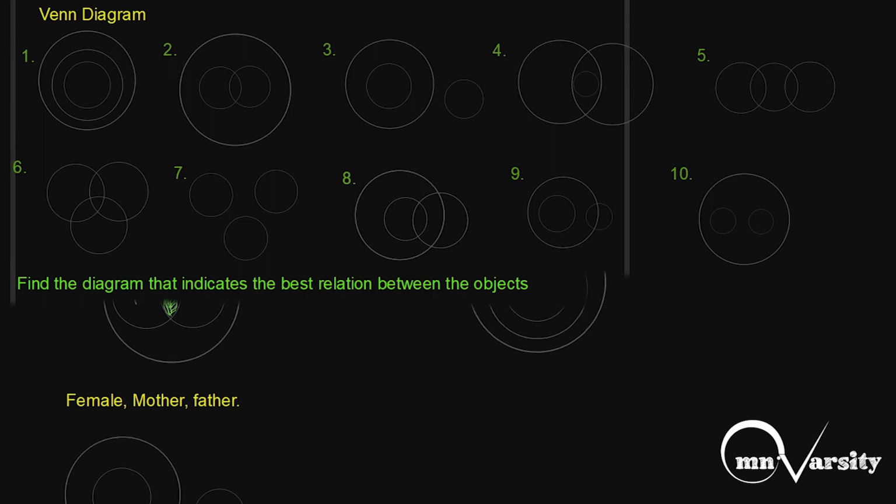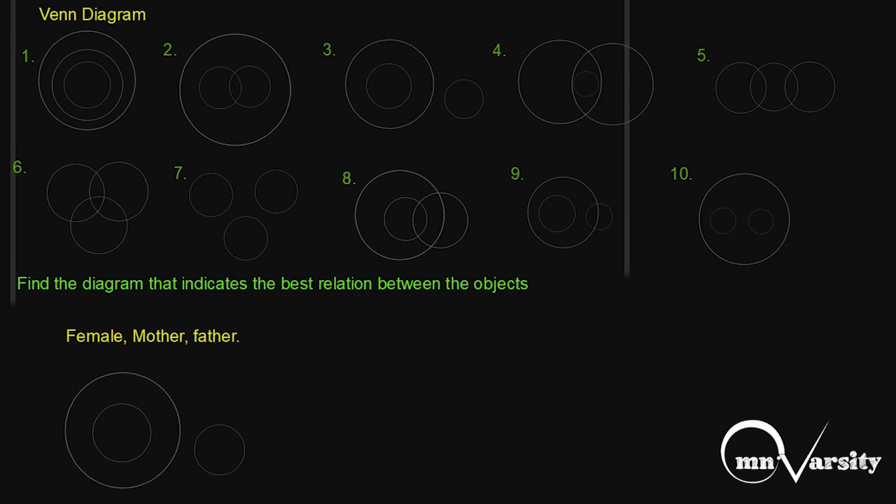In the next question, we have female, mother, and father. We know that every mother needs to be a female, whereas a father is neither female nor a mother. So, this big circle I'm going to assign to female. Inside female, we have mothers, and father will have no intersection with female or mother.